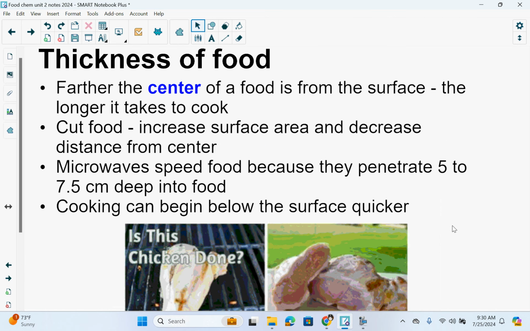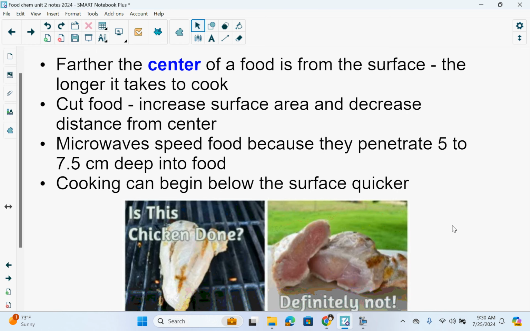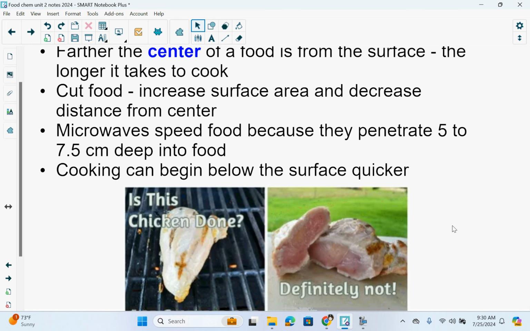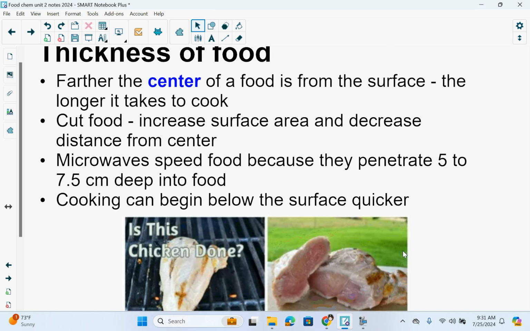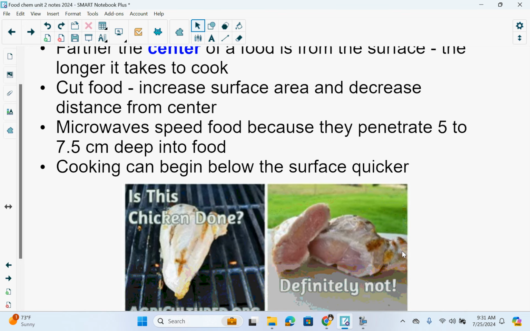Thickness of food. The farther the center of a food is from the surface, the longer it's going to take to cook. If you cut the food, it increases the surface area and decreases that distance from the center. Microwaves speed food because they penetrate 5 to 7.5 centimeters deep into the food. Cooking can begin below the surface quicker, and you really have to be careful with your meats that have to be cooked all the way through. So that's why a good thermometer would help with this. But again, the less thick it is, the faster it's going to cook.